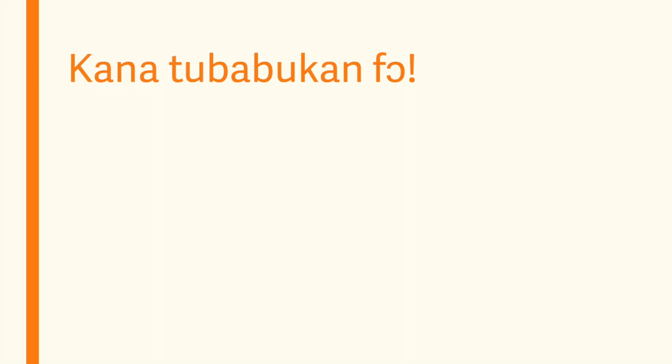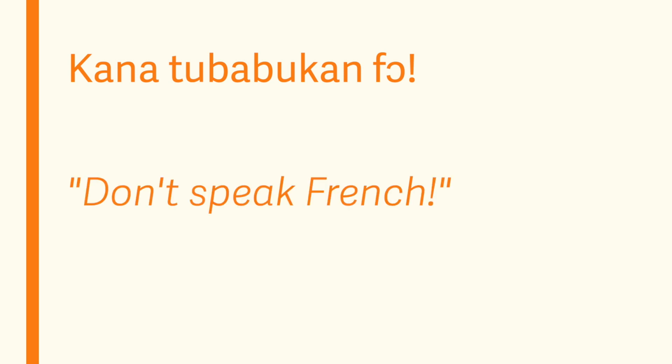If your imperative has a direct object, things will still be the exact same. All you're going to do is add kana to the beginning of the sentence. So imagine, for instance, that I wanted to encourage you to get better at Bambara. I might say something to you like kana tubabukan fo, meaning don't speak French, or literally, kana, do not, tubabukan, French, fo, speak. Kana tubabukan fo.